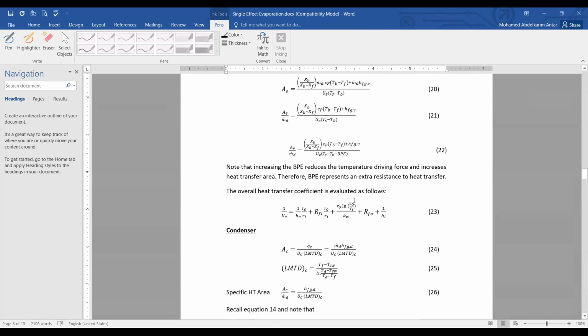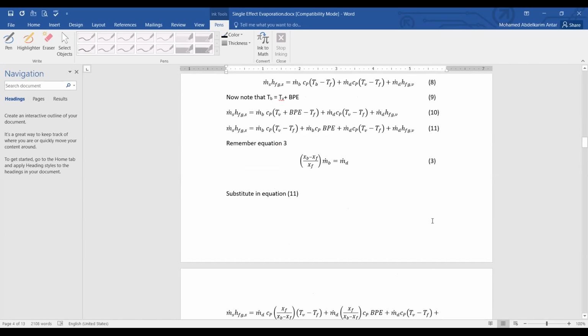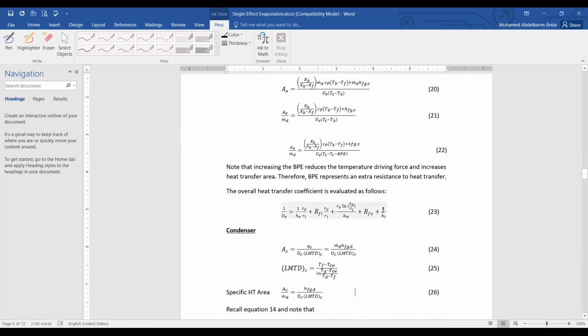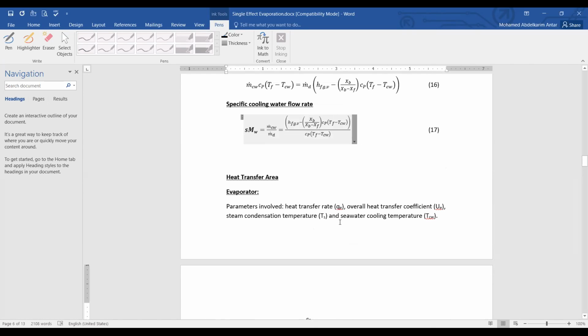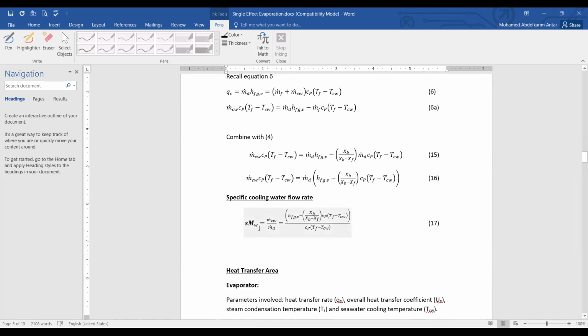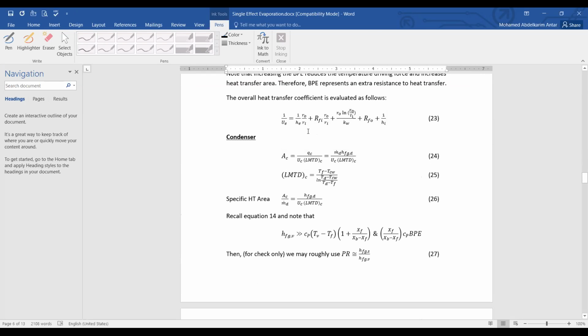So this part here, which is basically starting from equation number 7 onward, is just something additional that you will not need in analysis of the problem. This is just showing you, for people interested in the mathematical model, that you can have some sort of manipulations added to the equations in a way that you come up with a closed form expression for the performance ratio, for the specific mass flow rate of the cooling water, and for the heat transfer area of the evaporator and the condenser.